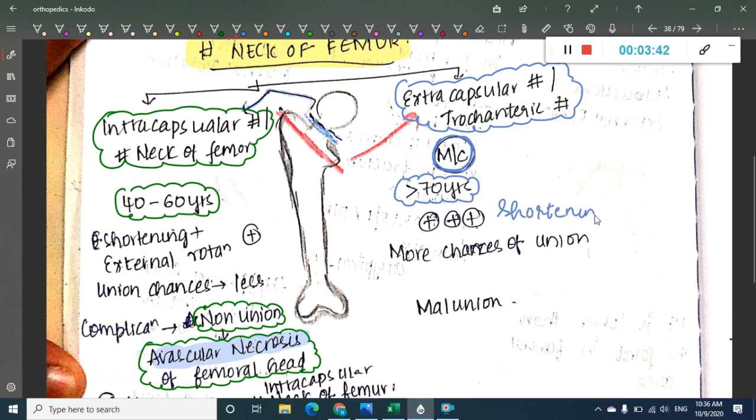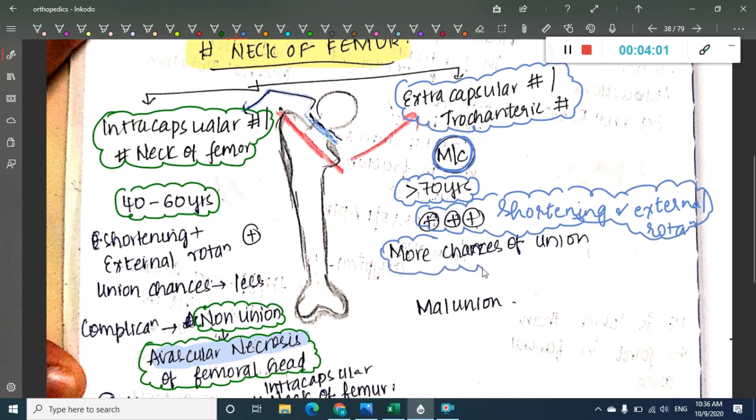Remember, shortening and external rotation are present in both, but shortening and external rotation in extracapsular or trochanteric fracture neck of femur is more when compared to the intracapsular fracture. This also has more chances of union. This extracapsular fracture easily unites. Even if it unites, the complication might be malunion. So you should remember this thing.